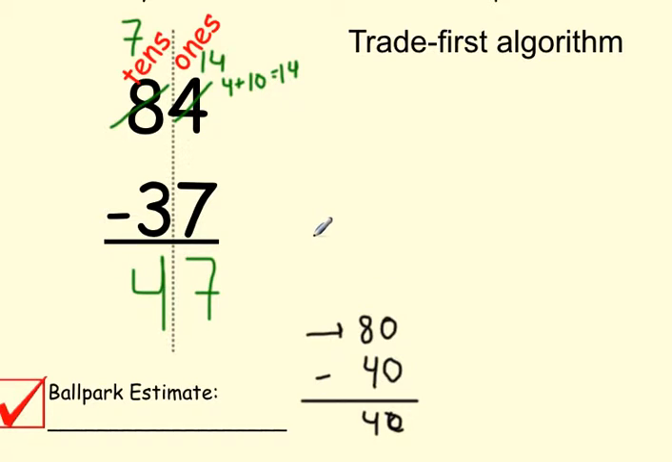The thing that kids get tripped up on the most here is remembering to borrow from the tens, okay, when they're looking next door from the ones place. We'll watch another video next on how to do the trade first algorithm with base 10 blocks.